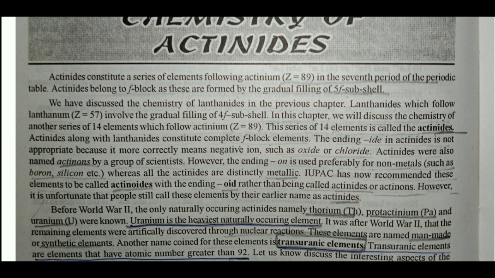Actinides were also named as actinones by a group of scientists. However, the ending ON is used preferably for non-metals such as boron, silicon, etc., whereas all the actinides are distinctly metallic. IUPAC has now recommended these elements to be called actinoids with the ending OID rather than being called actinides or actinones. However, it is unfortunate that people still call these elements by their earlier name as actinides.